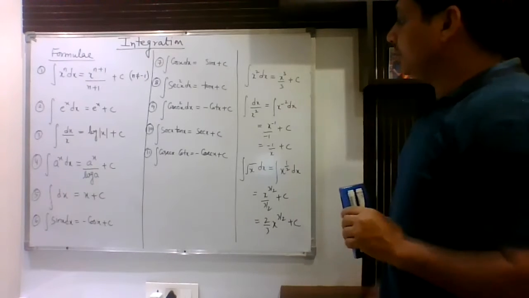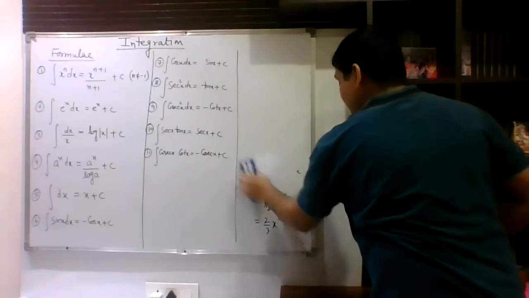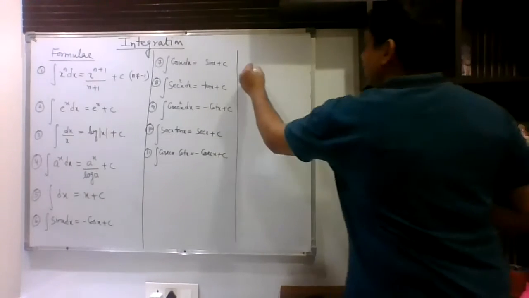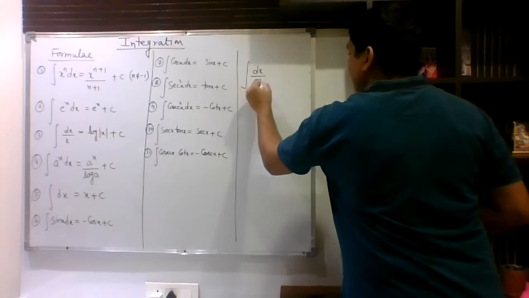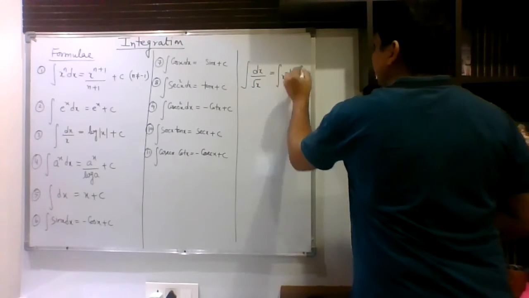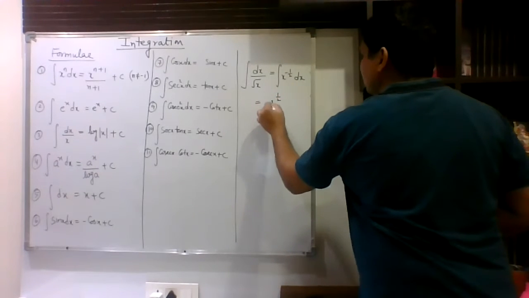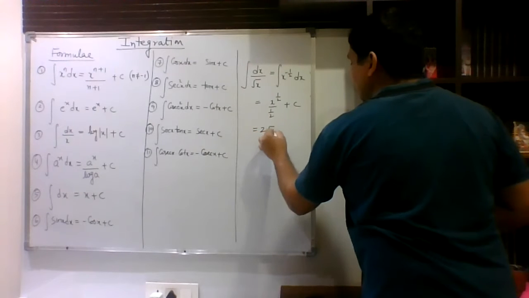So let me write down some more examples. The next question is integrate dx upon root x. This can be written as x to the power minus 1 by 2. When you integrate it, it will become x to the power 1 by 2 upon 1 by 2 plus c. So this is how we can write.